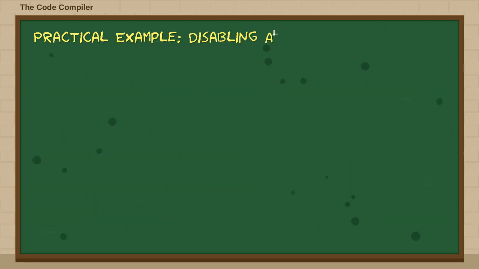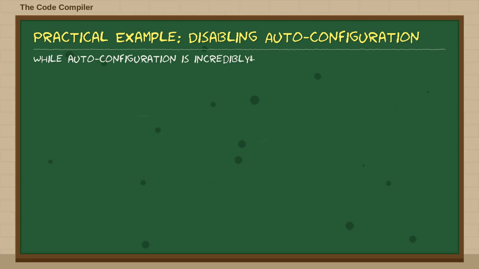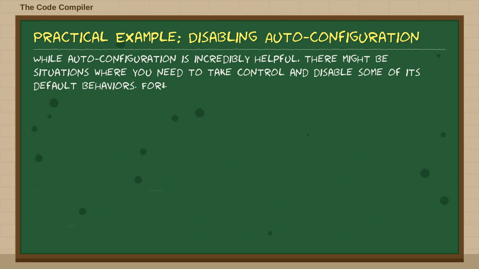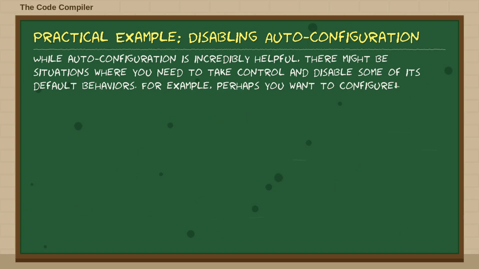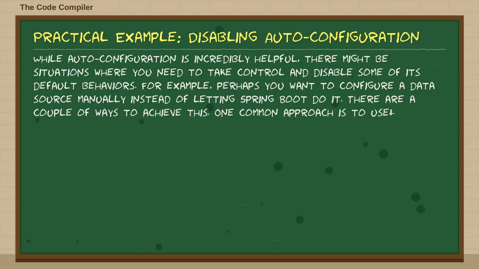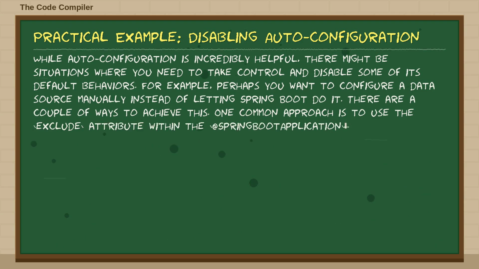While auto configuration is incredibly helpful, there might be situations where you need to take control and disable some of its default behaviors. For example, perhaps you want to configure a data source manually instead of letting Spring Boot do it. There are a couple of ways to achieve this. One common approach is to use the exclude attribute within the @SpringBootApplication annotation. As you can see in this code snippet, we are telling Spring Boot to exclude DataSourceAutoConfiguration.class.